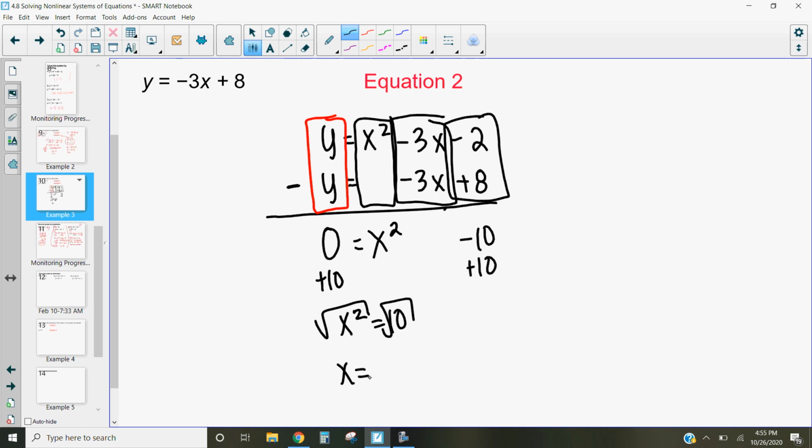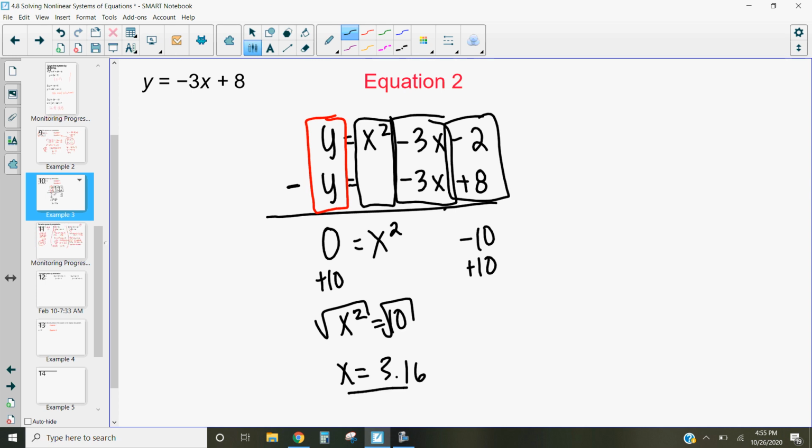We can either leave it as the square root of 10, or some people like to switch it to a decimal, which I'm going to round to the nearest hundredth, and it's going to end up being 3.16. Fantastic. So that is what our x value is.